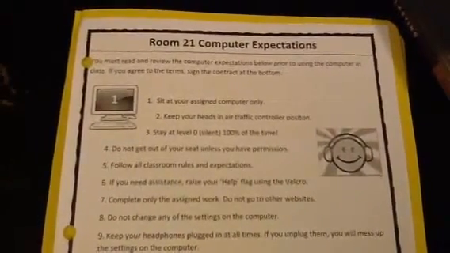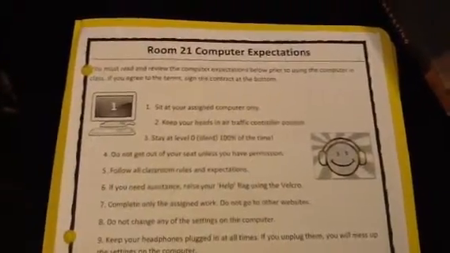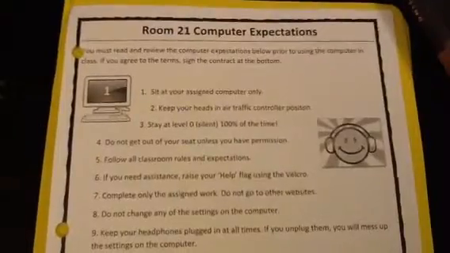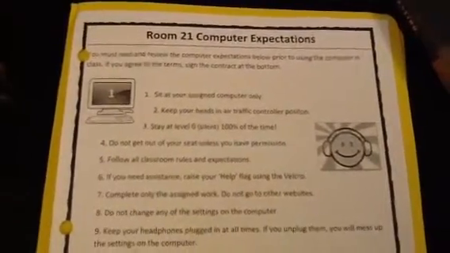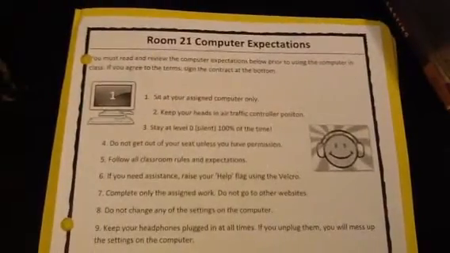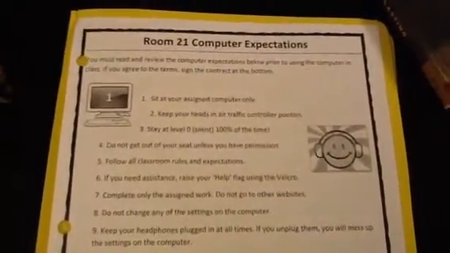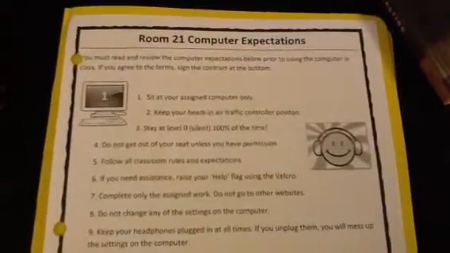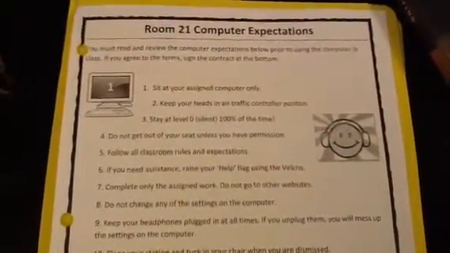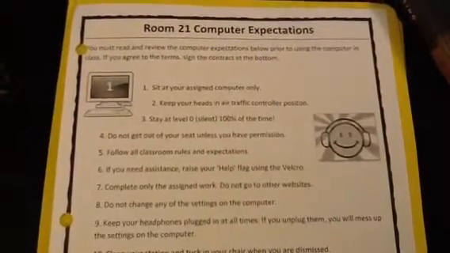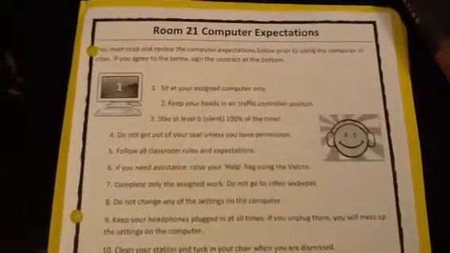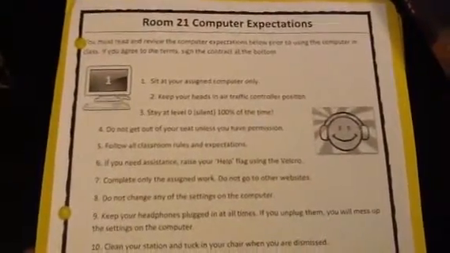There is no reason for you to get out of your seat except at the beginning of class to get your folder. Number 5, follow all classroom rules and expectations. The normal things apply: no cell phones, no food, etc. Number 6, if you need assistance, raise your help flag using the Velcro. This is on the side of your computer. Number 7, complete only the assigned work. Do not go to other websites. If you are going to other websites, you will immediately receive a phone call home.